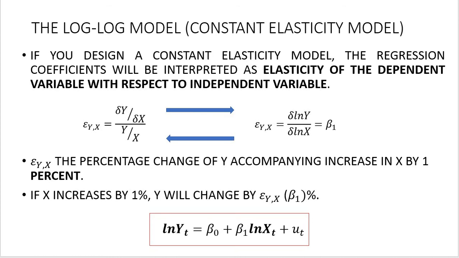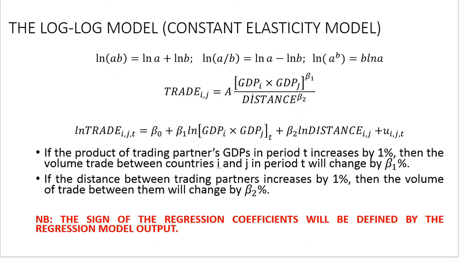Okay, so now let's discuss something a bit more interesting, namely the application of this kind of model. What you can see here is the formula of the gravity model of international trade. It's called the gravity model because it's very similar to the Newtonian equation of gravity, when you measure gravity depending on the weight of two bodies and the distance between them.